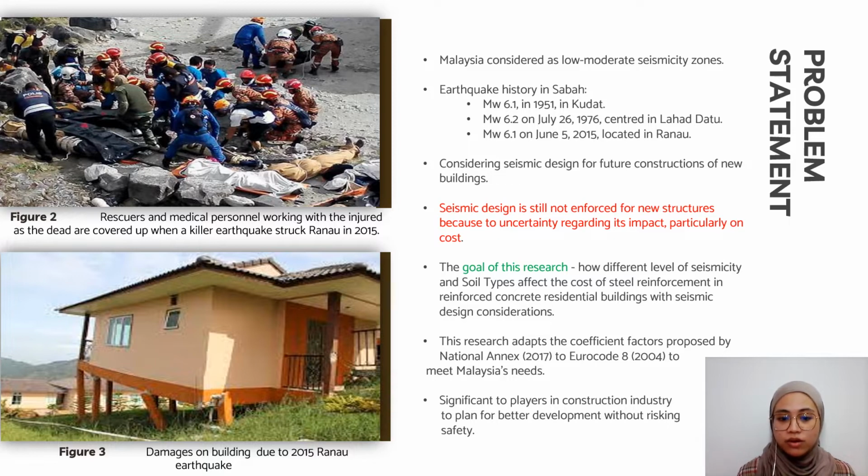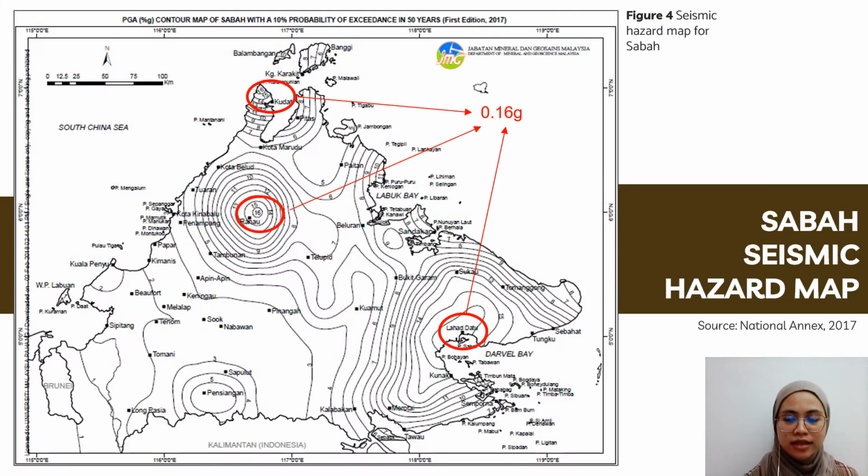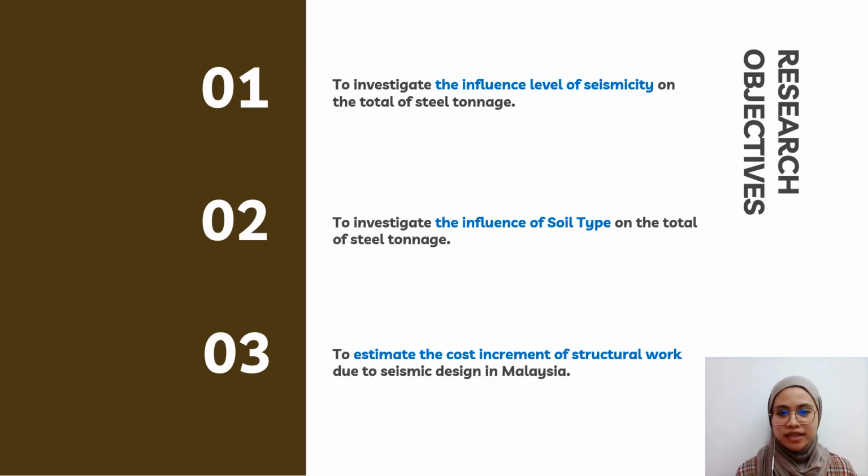As a result, the goal of this research is to see how different levels of seismicity and soil types affect the cost of steel reinforcement in reinforced concrete residential buildings with seismic design consideration. This is the Sabah seismic hazard map. There are three objectives in this study: to investigate the influence of the level of seismicity on the total steel tonnage, to investigate the influence of soil type on the total steel tonnage, and lastly, to estimate the cost increment of structural work due to seismic design in Malaysia.